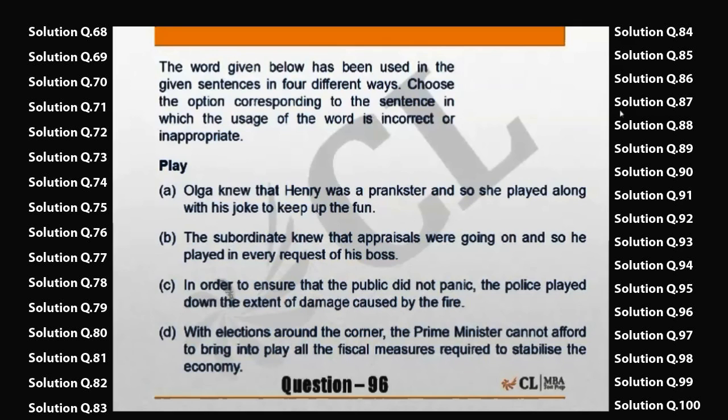Option A reads, Olga knew that Henry was a prankster and so she played along with his joke to keep up the fun. This I just read. It says that to play along is to cooperate. To play oneself in is to become accustomed to circumstances or conditions of a game or activity. This is what was there in option C.